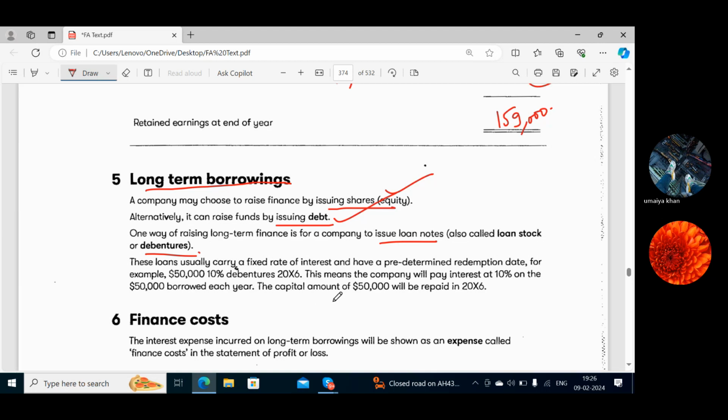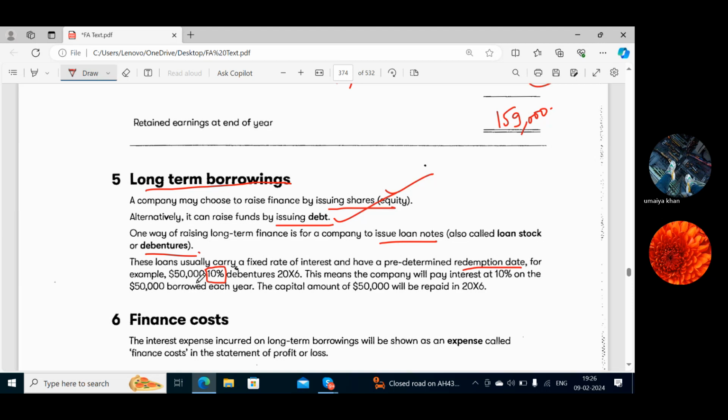These loans usually carry a fixed rate of interest and have a predetermined redemption date. That means when you take a loan note, it will carry a fixed interest rate. So in this case here 10% is the interest rate. Okay, point number one. And it will also have a predetermined redemption date. So that means when it should be repaid will be clearly written or mentioned in the loan note. So like you see the example, $50,000 is the borrowed amount. 10% is the rate of interest on that amount.